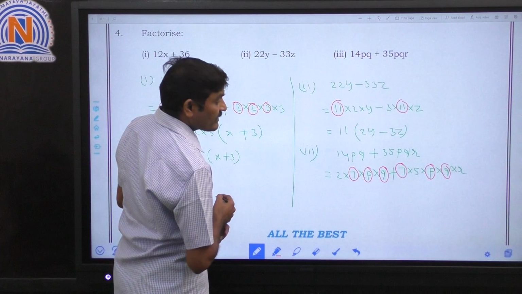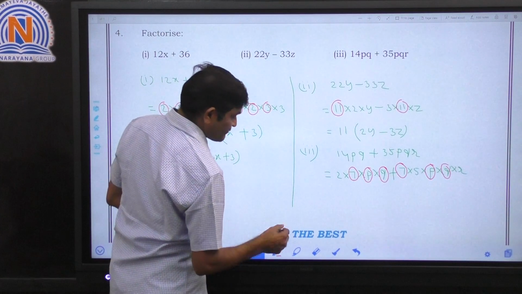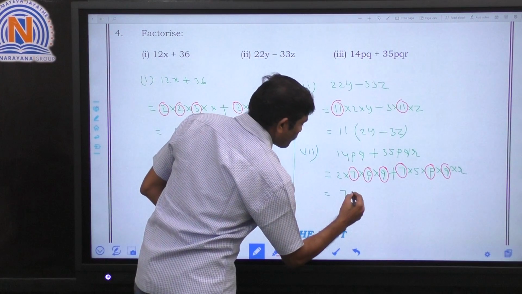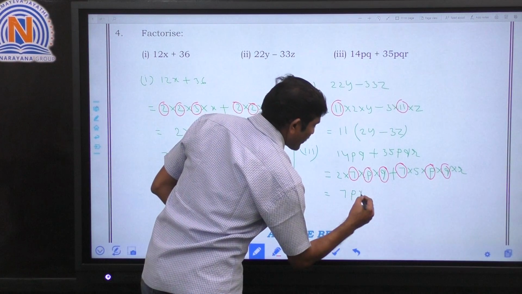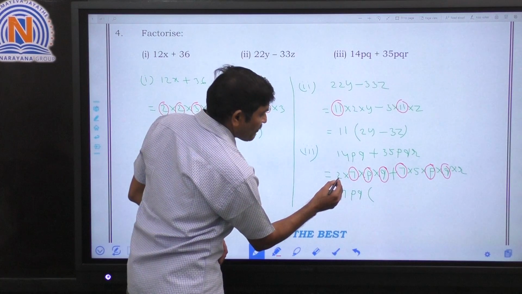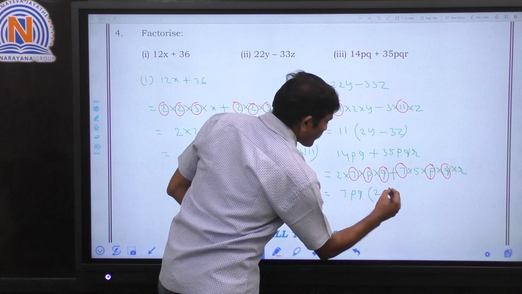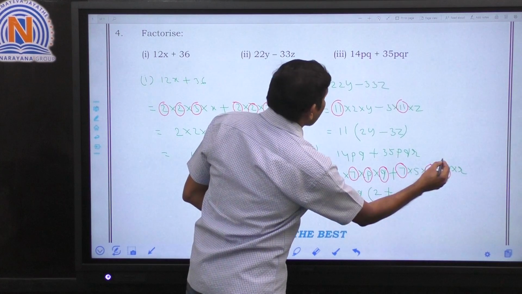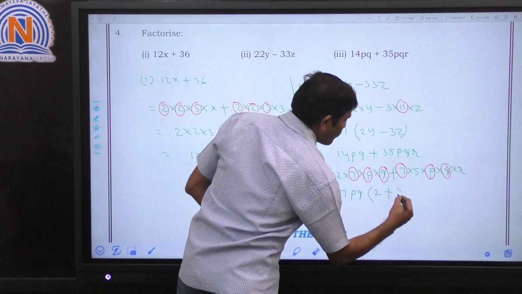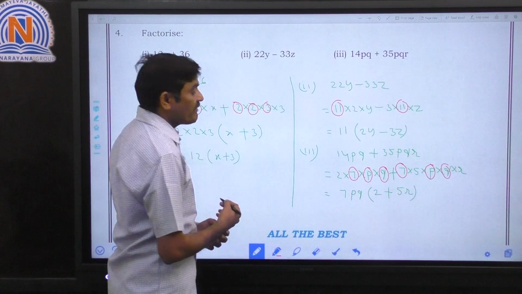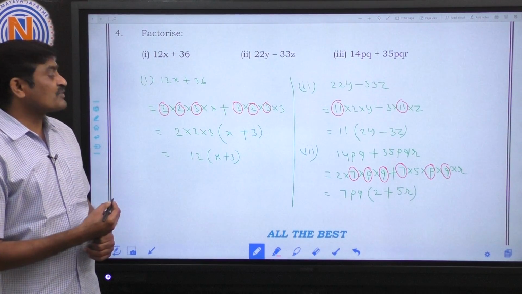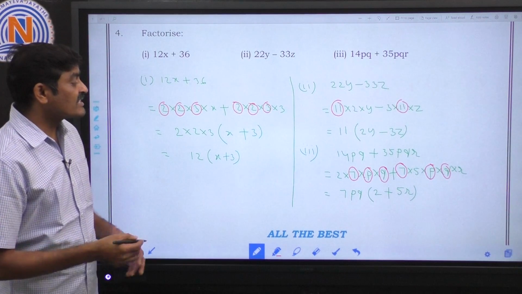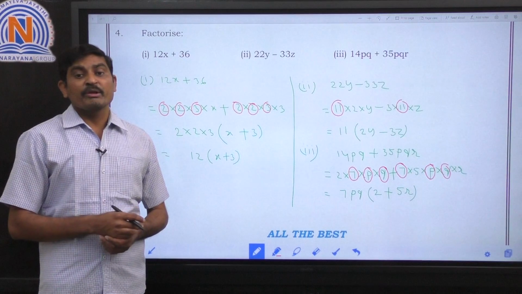So when you take these common factors, what you will get here, see, 7pq. When you take the common, here what is the remaining term? 2. Plus here what is the remaining term? 5r. Okay, 5r. So 7pq into 2 plus 5r, that is 14pq plus 35pqr. This is the factorization of 14pq plus 35pqr.